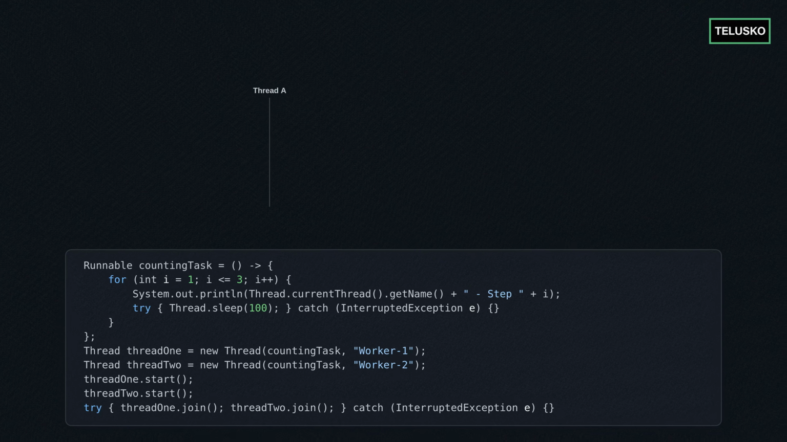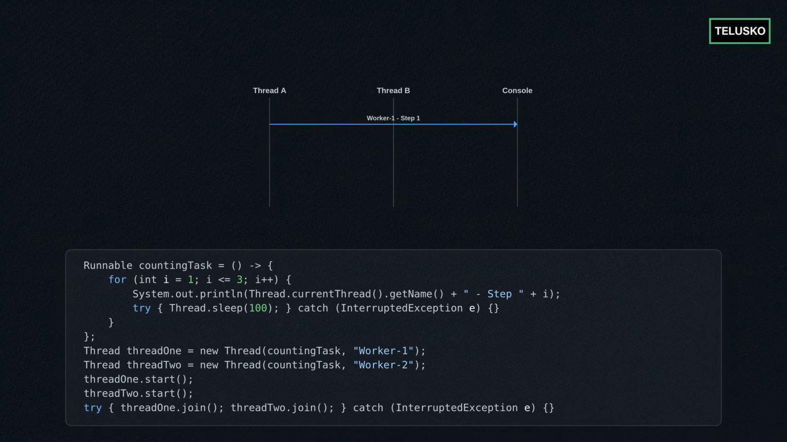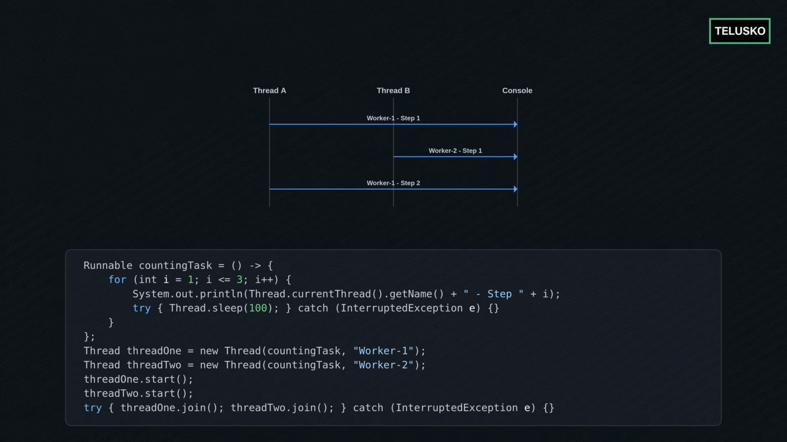We watch thread A and thread B competing for the console. Inside the loop, get name grabs whichever thread is actually running at that exact moment. Because the scheduler decides who runs next, we see worker 1 print first, then worker 2 jumps in, and we cannot predict which line appears first on the console.